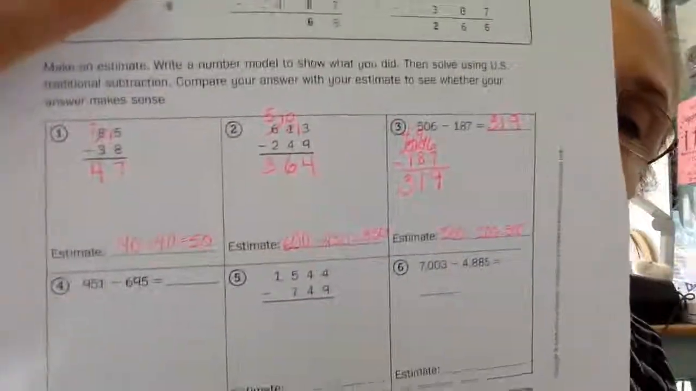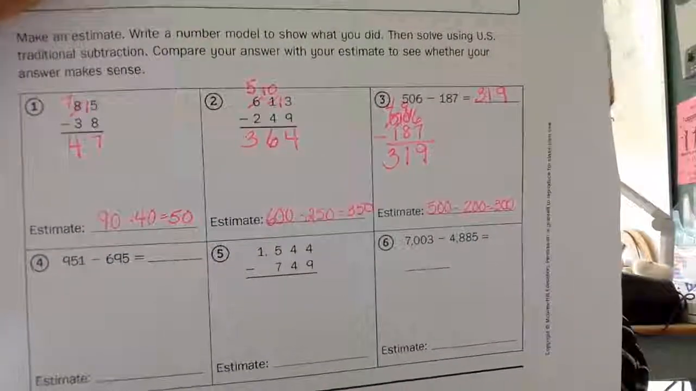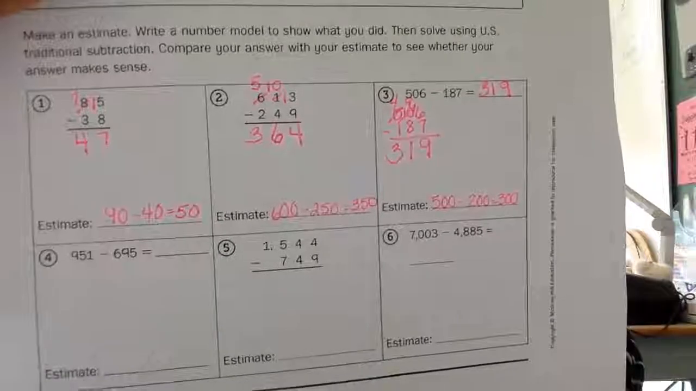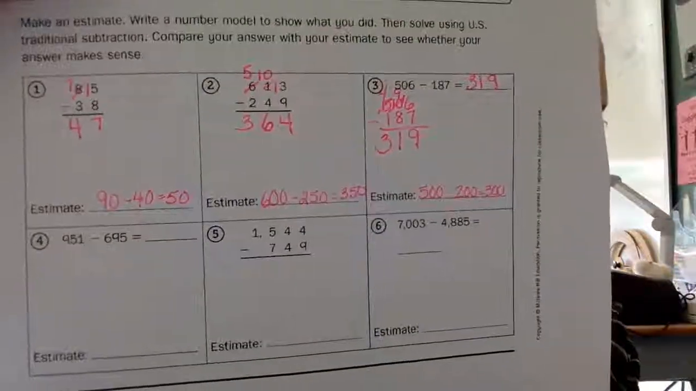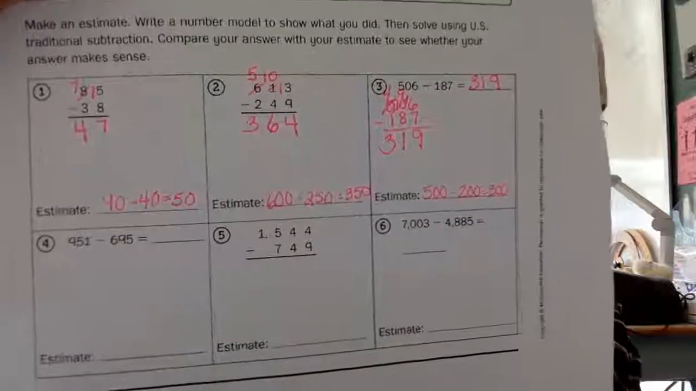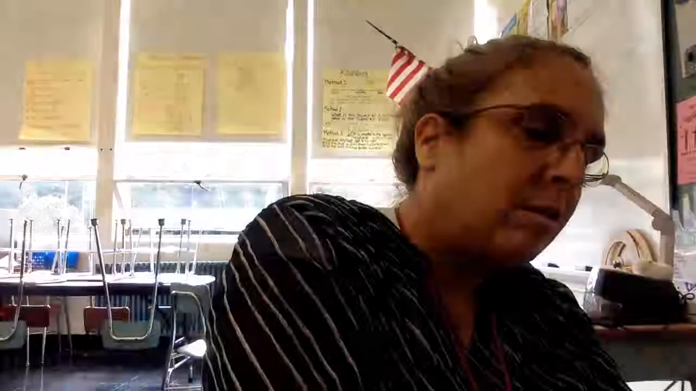Okay, so now, number 4, 951 minus 695. So my estimate, I'm going to round 951 to 950, and 695, I'm going to round to 700. So 950 minus 700 equals 250.